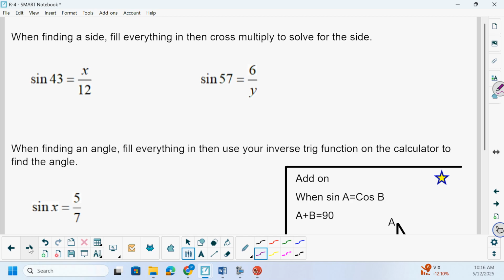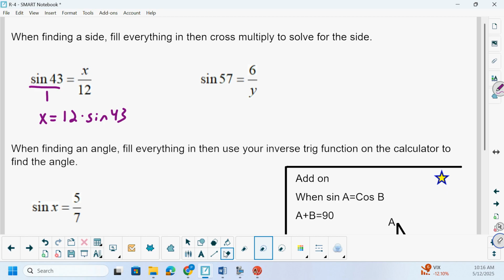When we want to then solve finding a side, we put our trig function over 1 because it's really just a number, and any number can always be put over 1. And then we just cross multiply. Well, 1 times x would give us x, and then we'd have whatever 12 times sine of 43 is, and we would end up putting that in the calculator, and the question would tell us where to round.